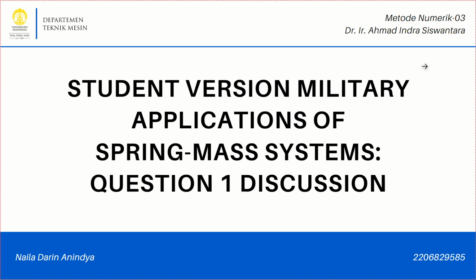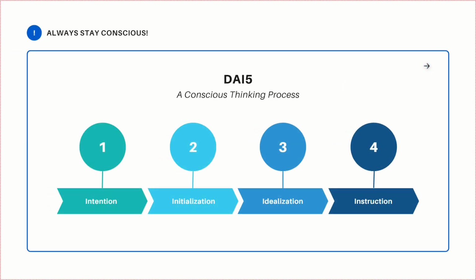My student number is 220-682-9585, and in this video I will be explaining my answer to the first question of the student version of Military Applications of Spring Mass Systems problem. Before we continue to the question and answer, I will give a brief explanation of the thinking process that I will be using in this video to solve the problem.